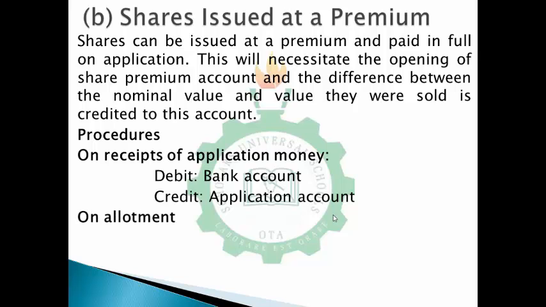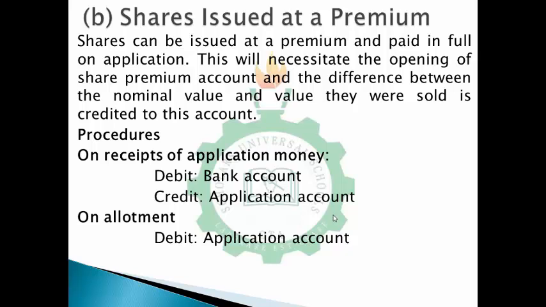So on allotment, I have to debit my application account with the entire money that he or she has paid. And don't forget, the entire money that he or she must have paid would be the face value and the premium. So when you add up everything, it will give me the amount of money that the applicant must have paid. Take for instance, let me paint the picture so that you get what I'm saying properly. Take for instance, I have a share.